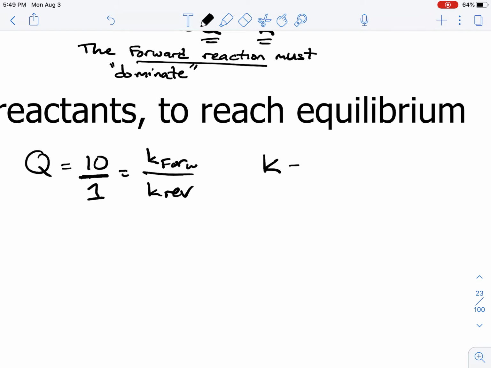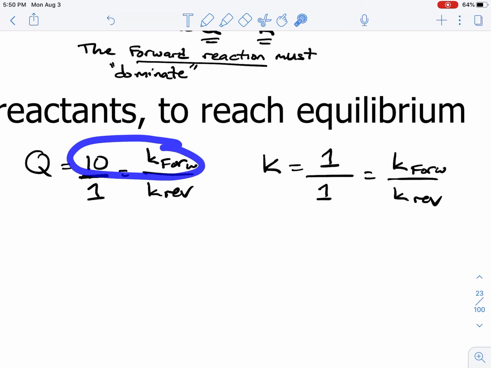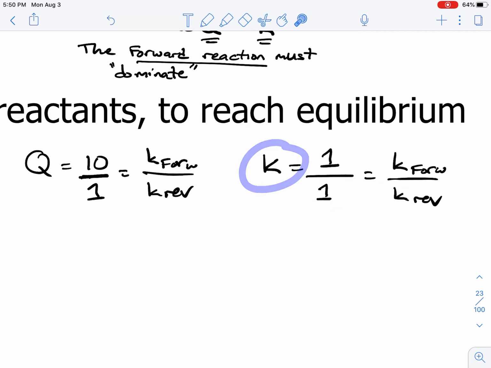Okay. For K, if you recall, we gave a relative value of 1, and we can write that as a fraction by putting 1 over 1. And once again, we can overlap the numerator with the rate constant of the forward and the rate constant of the reverse. And so this 10 represents the relative rate of the forward. This 1 represents the relative rate of the reverse for Q. This 1 represents the relative rate of the forward. And this 1 represents the relative rate of the reverse for the equilibrium constant Kc. Okay.